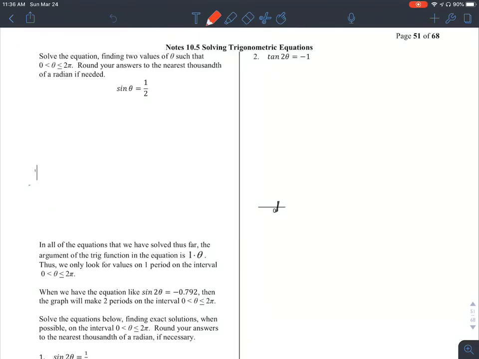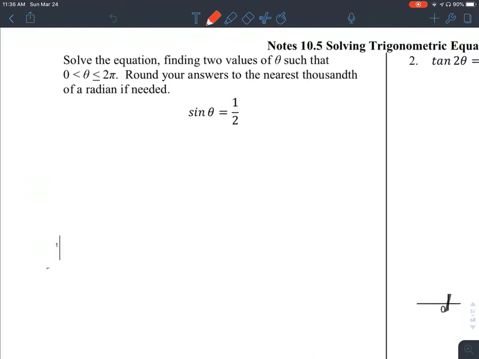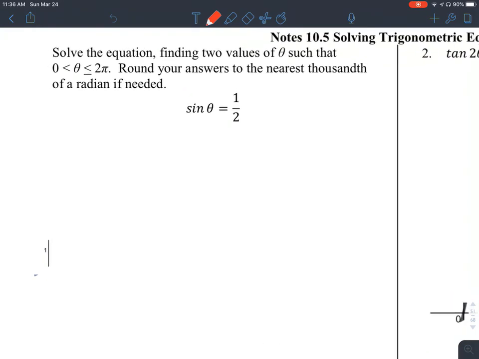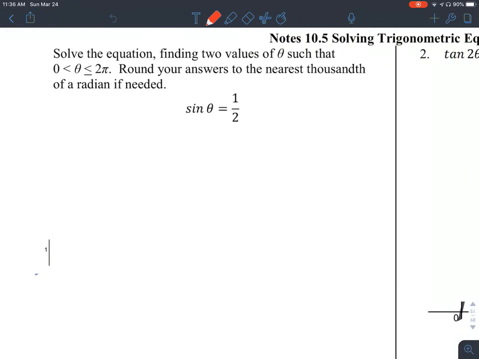Pre-AP Pre-Calculus, notes 10.5, solving trig equations. So let's take a look at something that we've done in the past and try to bridge the gap between what we've learned previously and what we're trying to accomplish in this lesson.